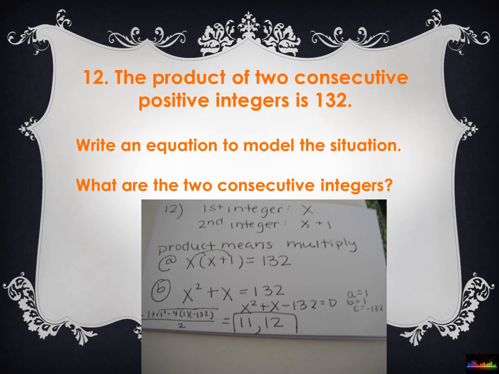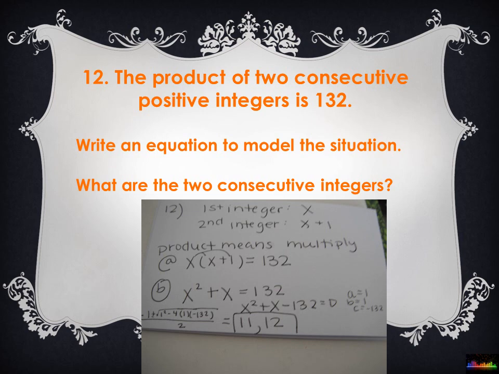This problem tells us the product of two consecutive positive integers is 132. We are to write an equation and then figure out what the consecutive integers are. Consecutive means numbers that are next to each other. You don't know what either one of them is. So you have to call the first one x, because we don't know it. The second one has to be the number that comes right after that.